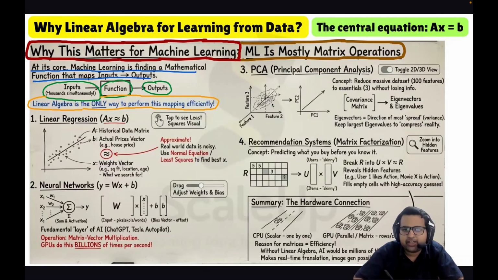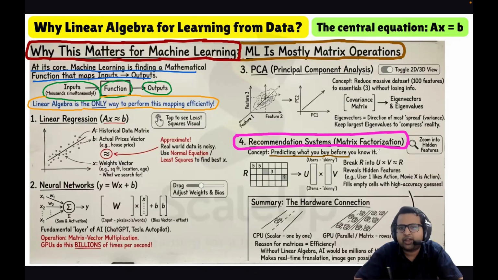Now, recommendation systems also make use of matrix operations. Recommendation systems make use of matrix factorization. The concept of a recommendation system is very simple. The idea is predicting what you want to buy before you know you want it. So the recommendation system will recommend that you should buy this.